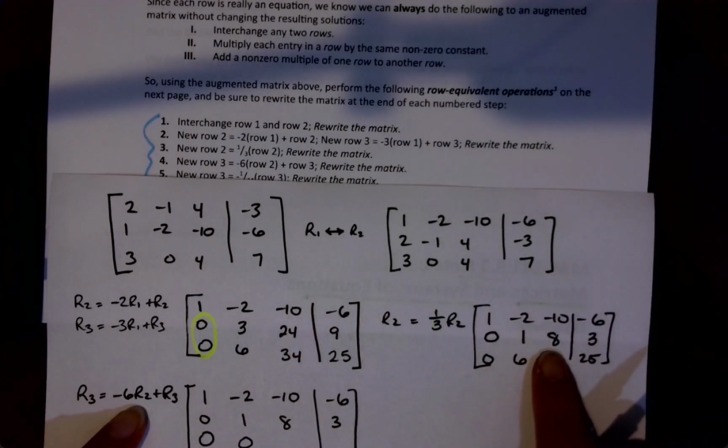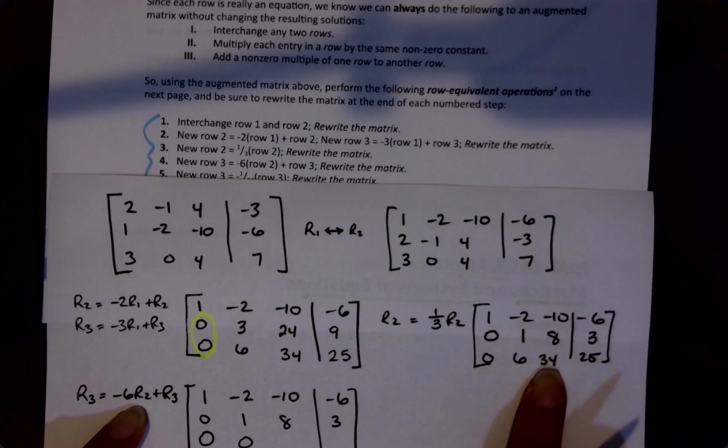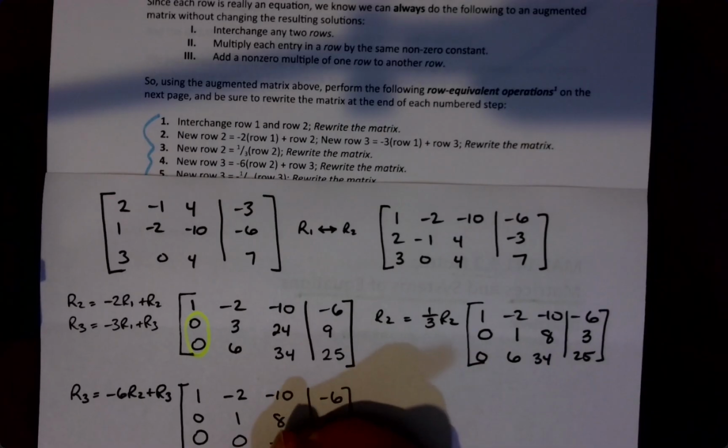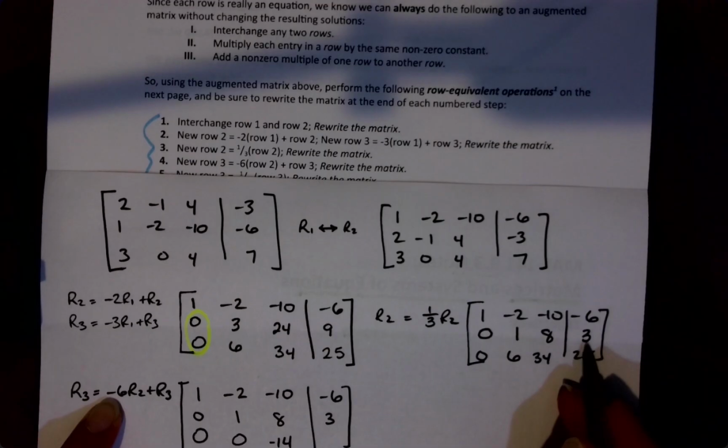That I'm going to have -6 times 1 is -6, and -6 plus 6 is 0. -6 times 8 is -48, and -48 plus 34 is -14. And then -6 times 3, that's -18, plus 25 is 7.